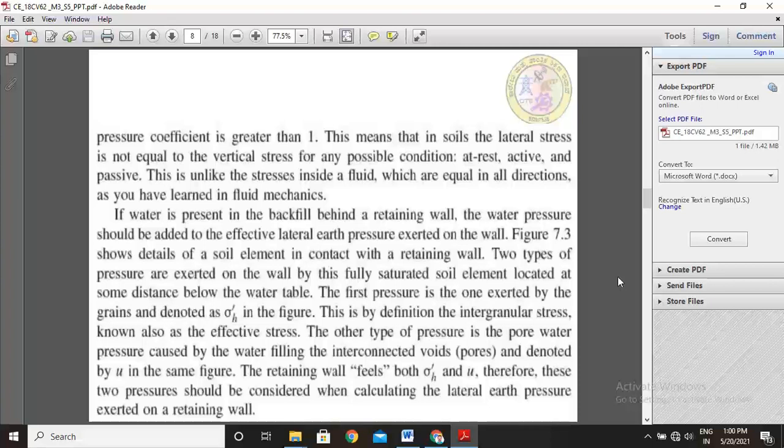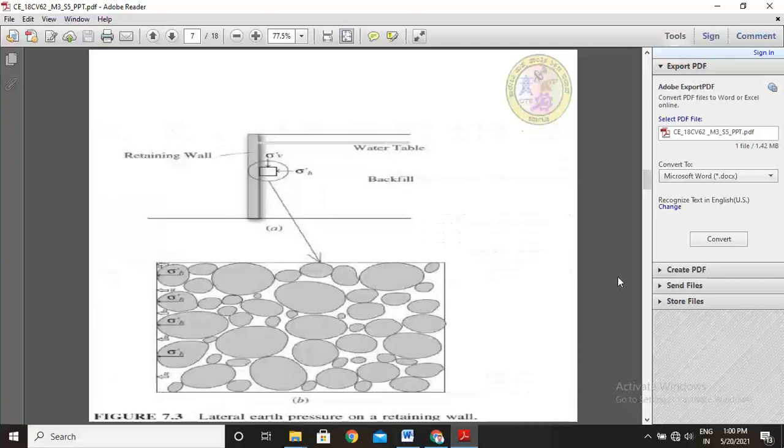If water is present in the backfill behind a retaining wall, the water pressure should be added to the effective lateral earth pressure exerted on the wall. Figure 7.3 shows this. See, this is the retaining wall, and this is the top surface of the retaining wall, and this is the water table. And this is the backfill.